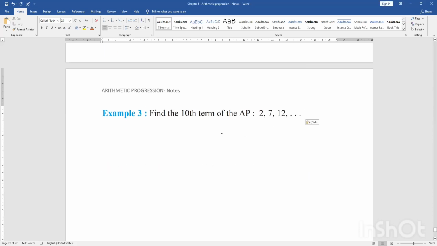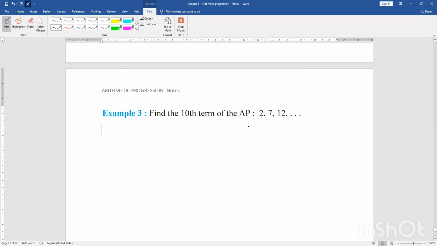Example 3: find the 10th term of the AP 2, 7, 12, and so on. Now let us write out our findings. You know the first term, right? Here we have the first term, that is 2. Then we have to take out the common difference. The common difference is nothing but subtraction, 7 minus 2, right, children? Now what I've asked is to find out the 10th term. That means I need to find out A10.